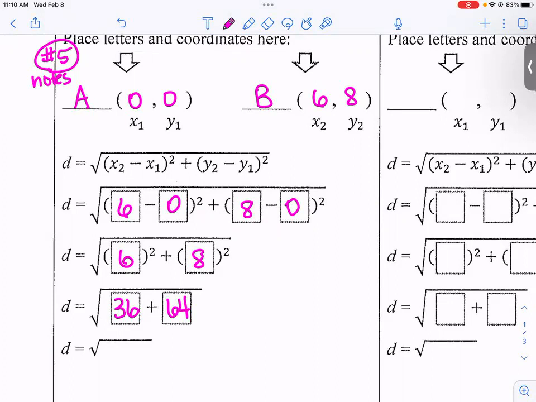Bennett, what do we need to do now? Now we need to add them together. We need to take 36 plus 64, which is 100. I want you to write that the distance is the square root of 100. If it's a perfect square under there, I want that distance to be 10. That's your answer.